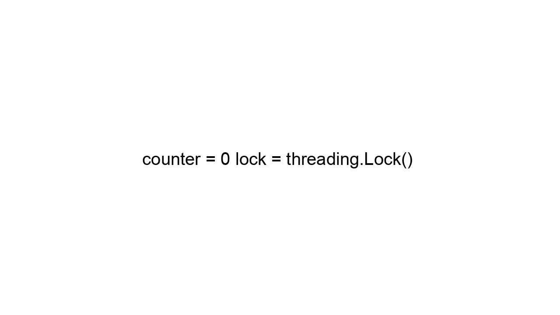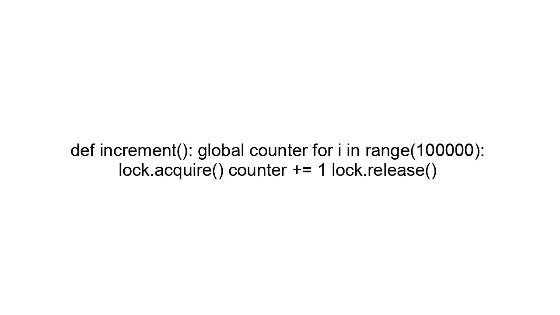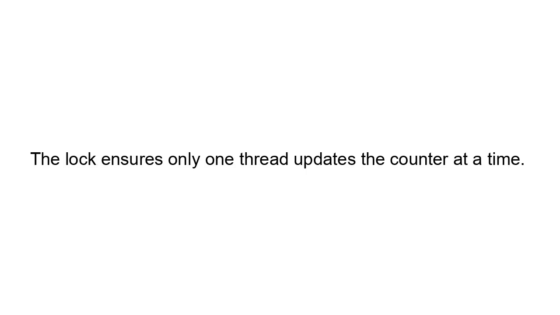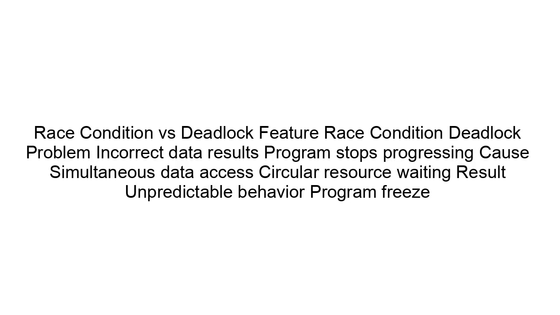Example using lock. Example in Python. Import threading. Counter equals 0. Lock equals threading.Lock. Def increment, global counter, for i in range 100,000: lock.acquire, counter plus equals 1, lock.release. The lock ensures only one thread updates the counter at a time.